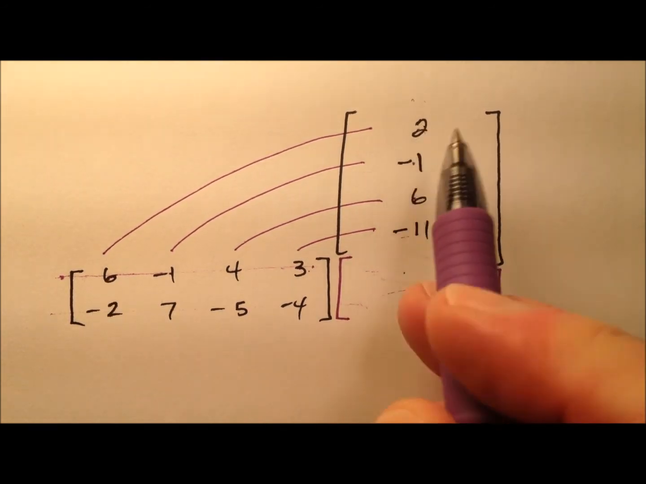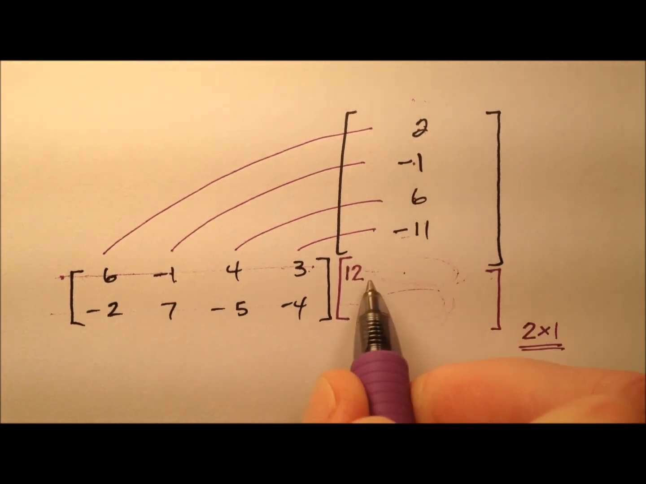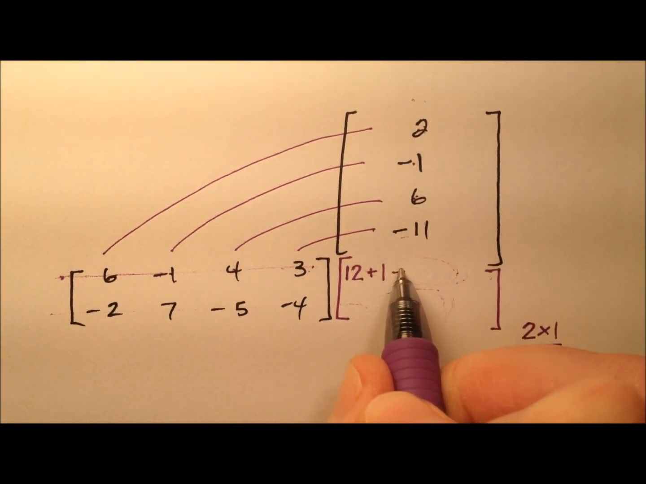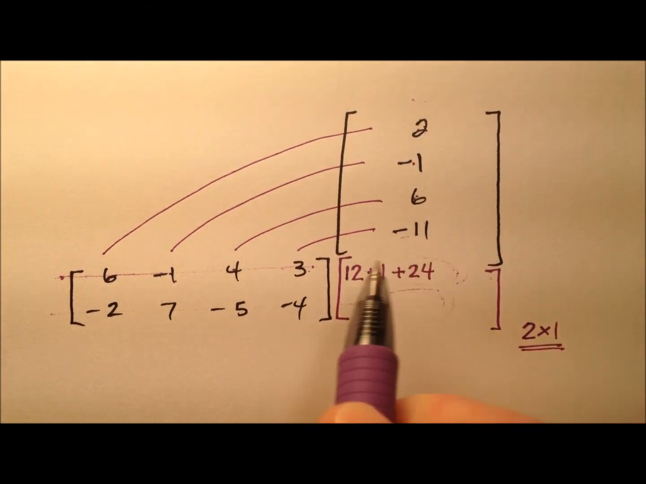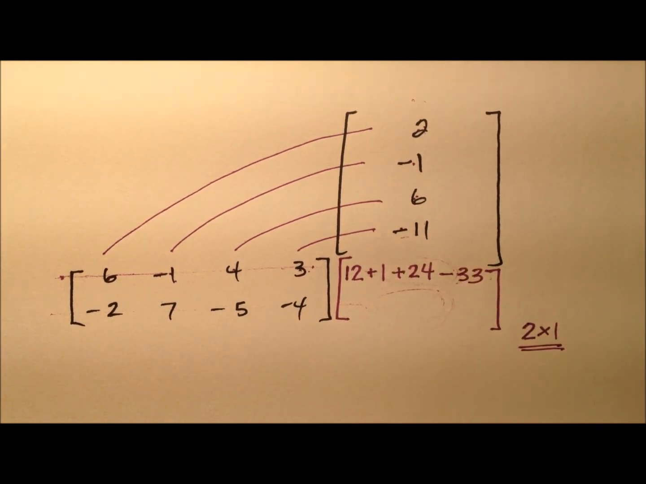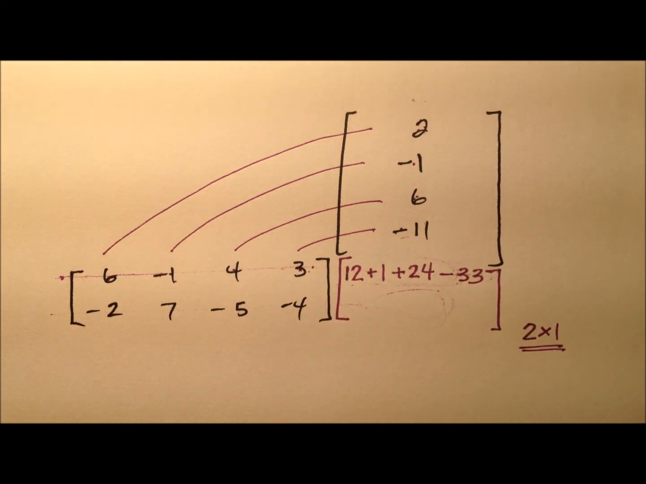So 6 times 2 is going to be 12. -1 times -1 is a positive 1. 4 times 6 is 24. And 3 times -11 will be -33. So whenever I go ahead and add and subtract all these, that'll be that entry.